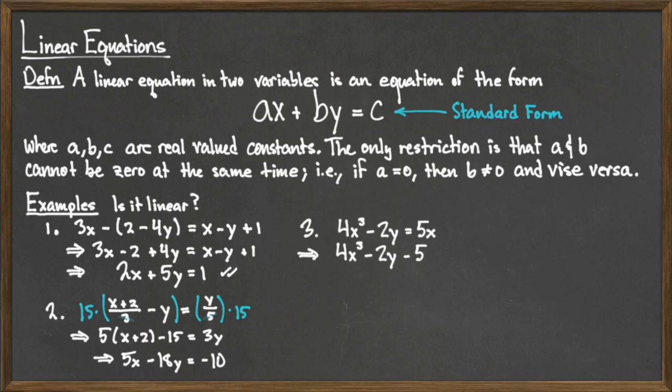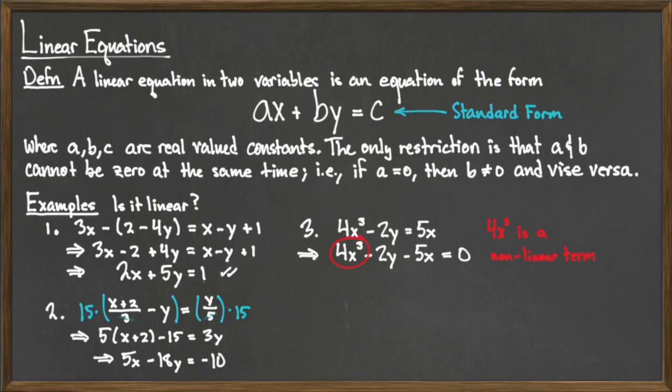Next, consider the equation 4x cubed minus 2y is equal to 5x. Let me move all variable terms to the left-hand side, and then we'll see that I have a surviving x cubed term. In other words, I have a nonlinear term, which disqualifies this third example from being a linear equation in two variables.